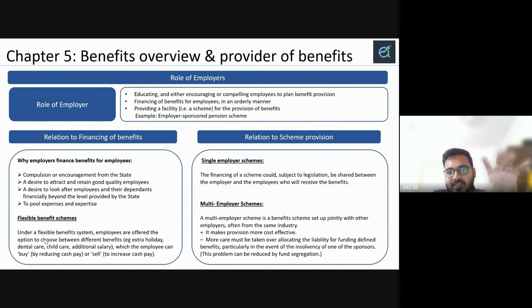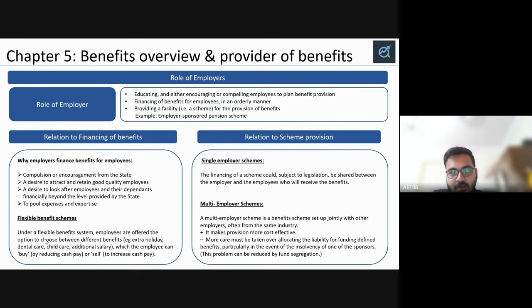Now, scheme provision, this is something that we have indirectly already covered when we were discussing the word sponsor. In sponsor, maine bataya tha ki there are multiple ways in which sponsors can act. So if you look at it, there's a single employer scheme and there can be a multi-employer scheme. A single employer scheme, if you just read the definition, the financing of the scheme could, subject to the legislation, be shared between the employer and employee who will receive the benefits.